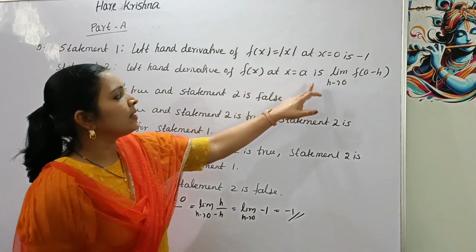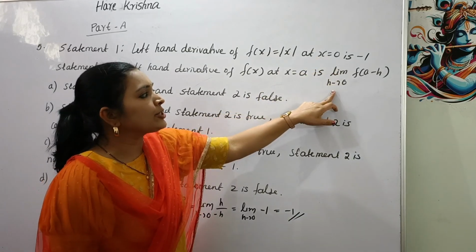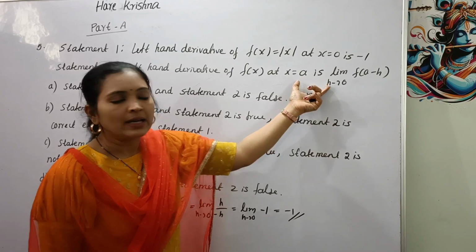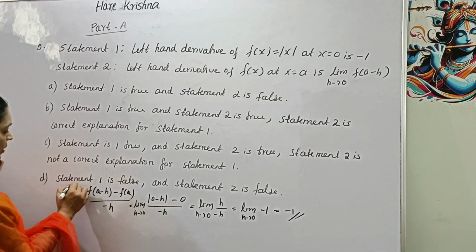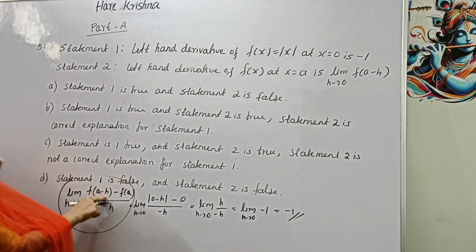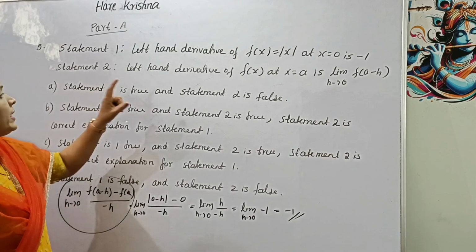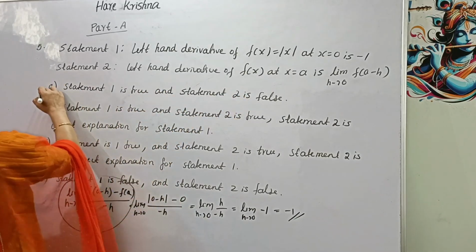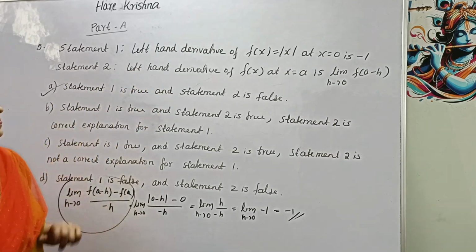Here it is given the left hand derivative of f of x at x is equal to a is limit h tends to 0 of f of a minus h. It is false, right? Because the left hand derivative of f of x at x is equal to a is this one, that is limit h tends to 0 of f of a minus h minus f of a divided by minus h. Therefore here statement 1 is true and statement 2 is false. It is the correct answer. Statement 1 is true and statement 2 is false.